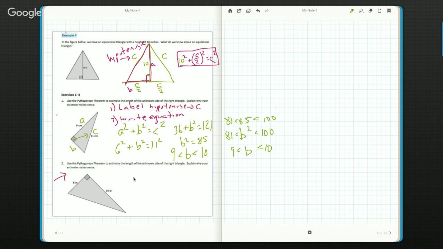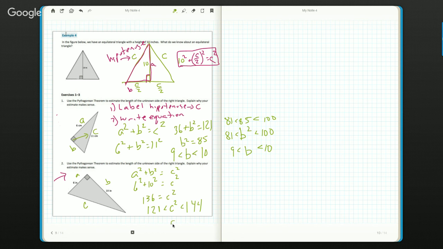Likewise, on number 2, which hopefully you solved, you said, well, this is my C, this is my A, and this is my B. So A squared plus B squared equals C squared. 6 squared plus 10 squared equals C squared. So 136 equals C squared. And I know that 136 is between 121 and 144. So C is between 11 and 12, which is the square root of 144. The square root of that has to be less than the square root of that, which has to be less than the square root of that. So C is between 11 and 12. Okay, hopefully we're getting the hang of this.